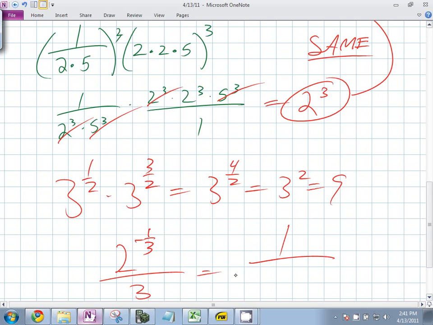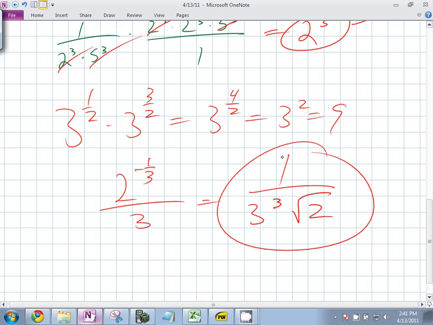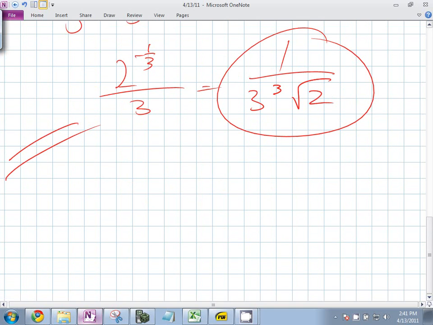So what does it ask? Just to simplify it? Yeah. Well, I mean, you can do 3 times the cube root of 2. That's one way you could do it. That's all you can do. There's no nice answer to that. Is the cube root of 2 a nice number? No, it's an irrational number.